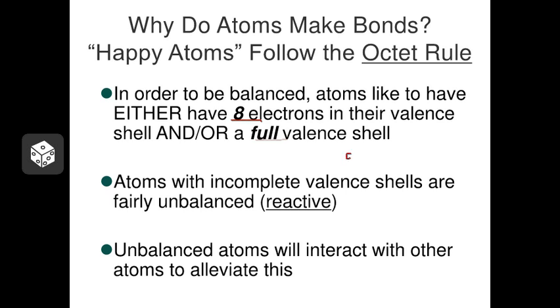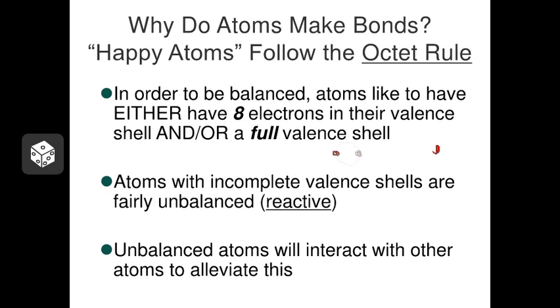So for instance, if we have hydrogen, hydrogen has an atomic number of 1, which means it has one little electron on this first shell. Now that shell won't hold 8 electrons, but if it could add another electron to that shell, it would meet the octet rule and it would be happy.